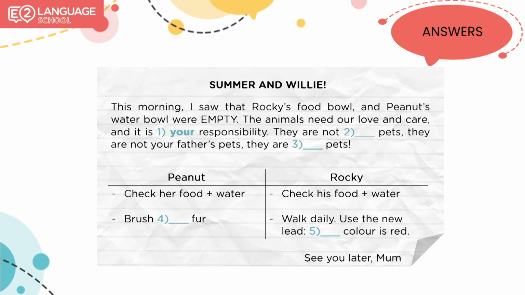The next answer, she says, well, they're not my pets. They are not your father's pets. They are your pets. Now for answer number 4, we need the female possessive pronoun. So Peanut is a female cat. So brush her fur. Now the last answer, we need to use its because this possessive pronoun is referring to the lead, which is what we use to walk dogs.